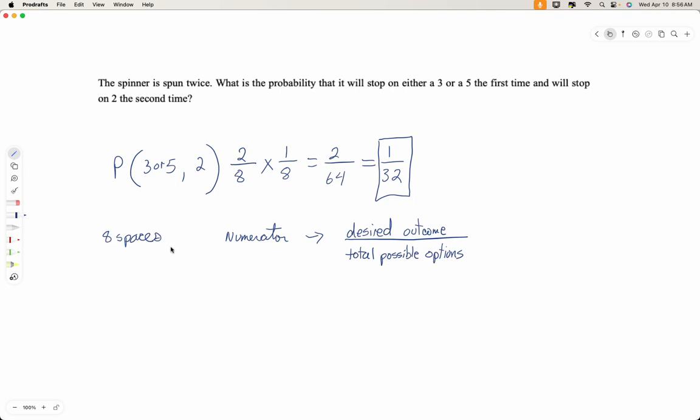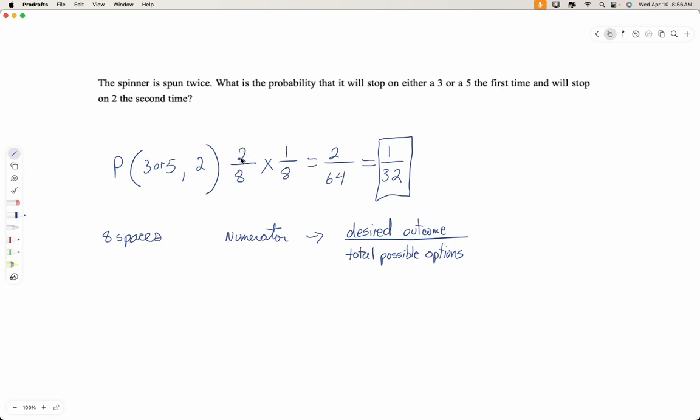When you've got 8 spaces on a spinner, then your denominator is going to be all 8 spaces, because when you spin it, it can land on any single one of them. So you've got 8 choices for that spinner to land on, right? So total possible options, total possible choices, total possible outcomes. We use the word outcome. It just means option. It just means the number of choices you have available. That's what it means. So what you want to happen, we want it to be in one of these two on the first try.